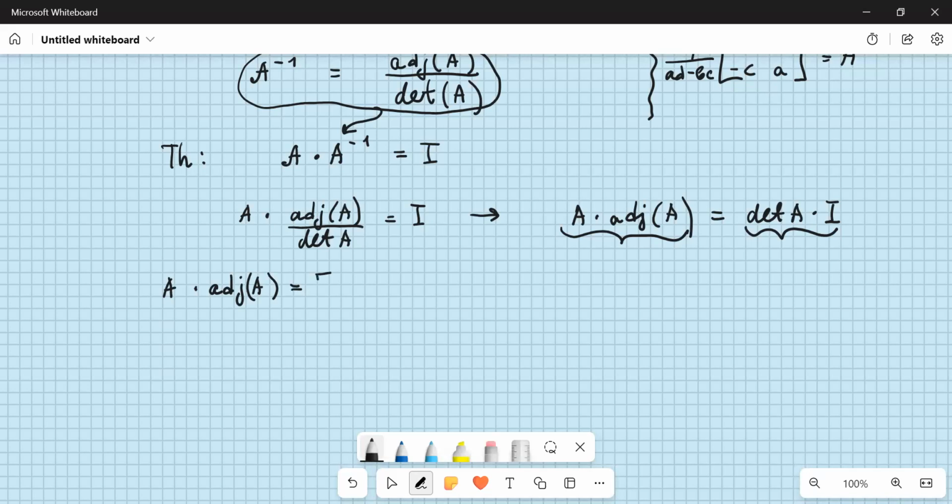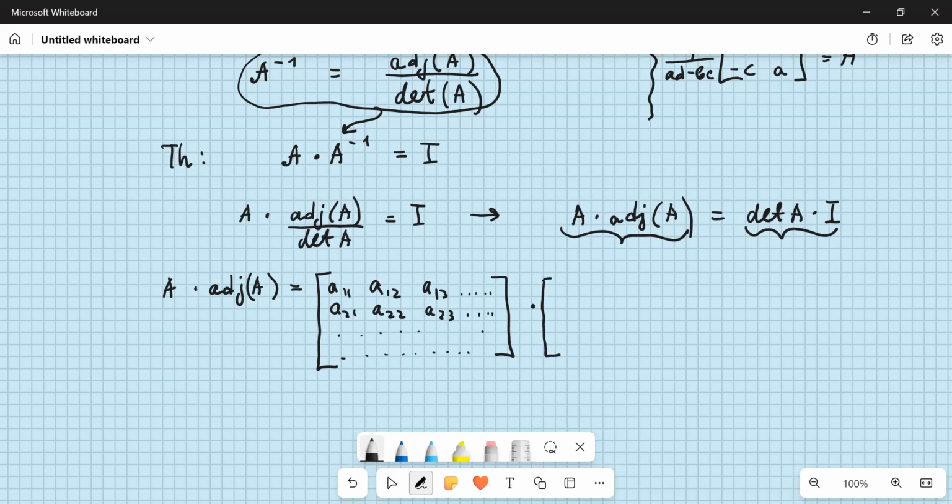I'm going to literally write it down to the elements: A11, A12, A13, here A21, A22, A23, and lots of elements. This is my matrix A. What is my adjoint matrix?